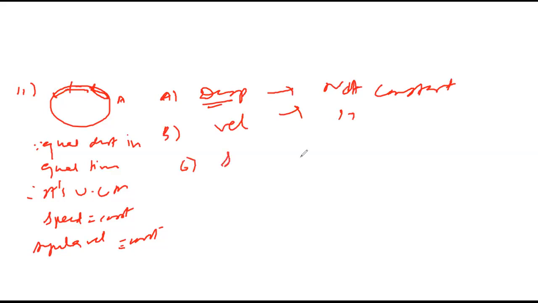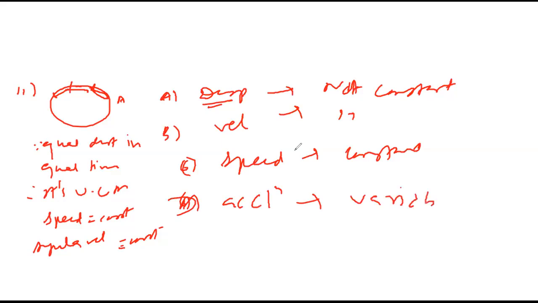What else is given? Acceleration is fourth. What about acceleration? Variable, because direction is changing. This is acceleration, this is acceleration. Magnitude wise it is constant, direction wise it is changing. So the only constant is speed. Done, sir.